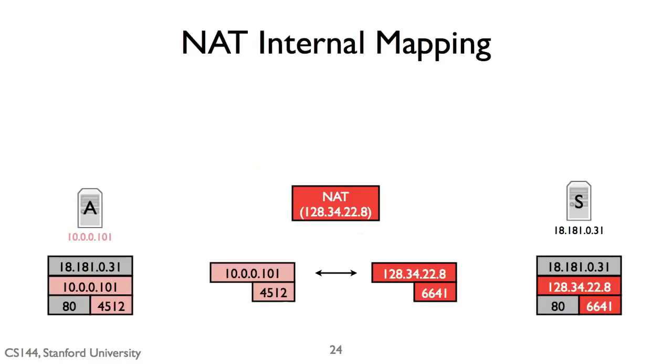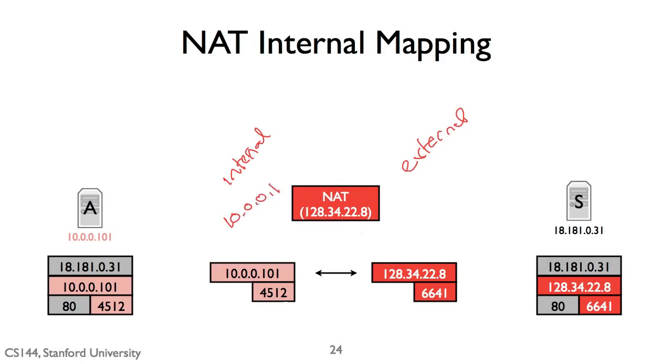So recall that a NAT, a network address translation box, will set up mappings from internal IP address port pairs for a transport protocol to external IP address port pairs. So here we have a NAT whose external IP address is 128.34.22.8. And so it has an internal interface and an external interface. To the external world, this NAT appears as 128.34.22.8. To the internal world, it has another IP address, say 10.0.0.1.